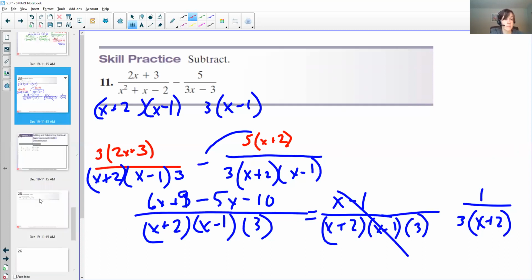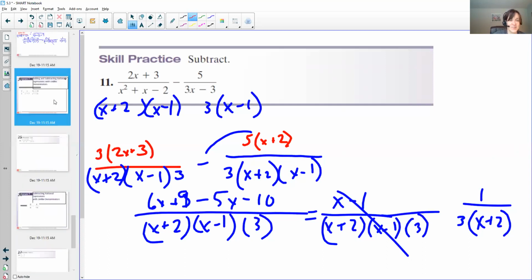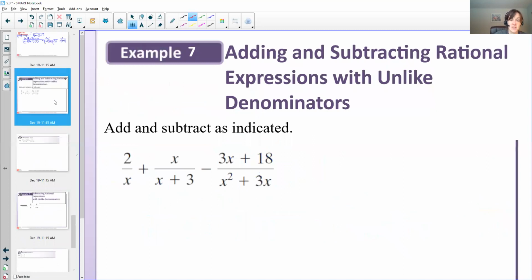All right, a couple million more of these. This one has 3 parts. So think for a minute, factor what needs to be factored. Look at just the denominators. I have an x, I have an x plus 3, and then this guy, I can pull an x out of x times x plus 3.